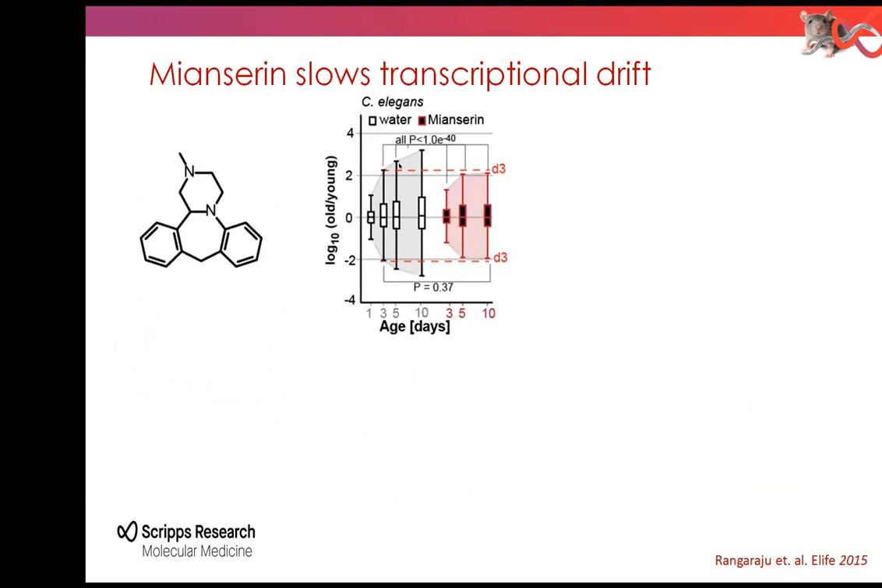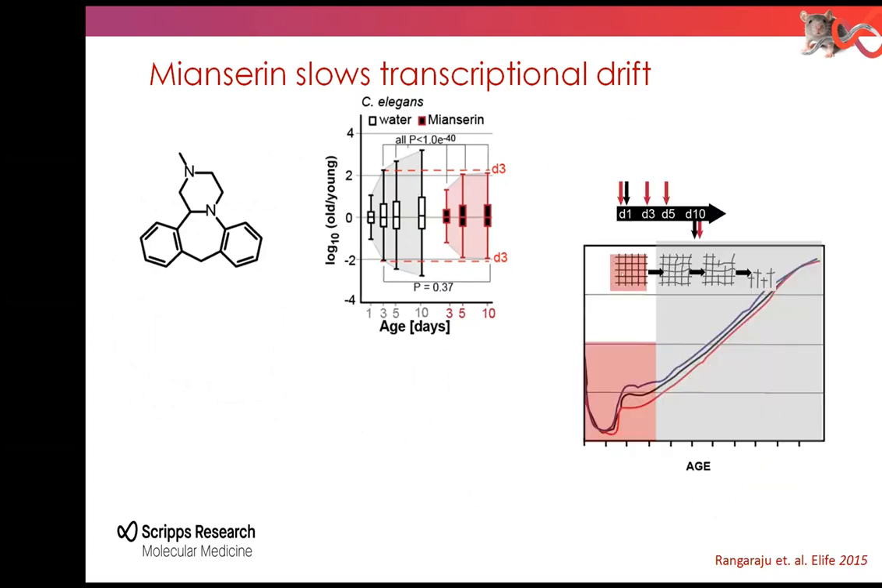So here's again transcriptional drift for control animals. And when we treat them with Mianserin, we see that by day 10 animals have the same drift as untreated 3-day-old animals. What that suggests is that Mianserin either prevented the transition from an ordered to a disordered state, or reimposed order when it was added.